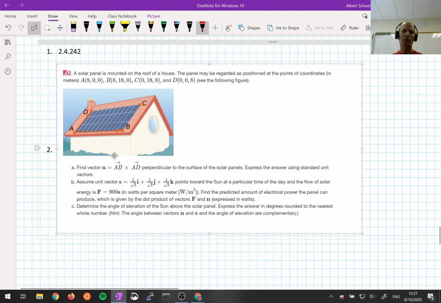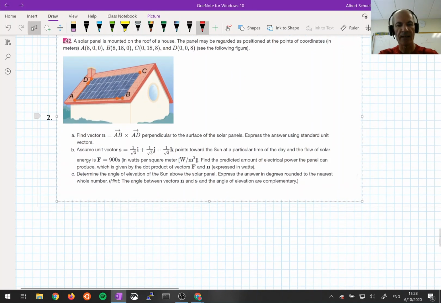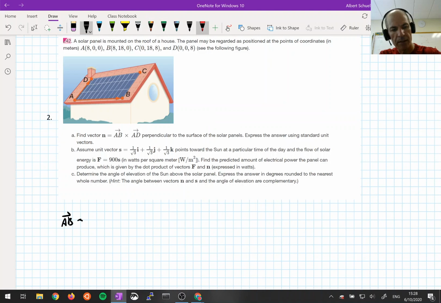The first thing they want you to do is find a vector n that's normal to, perpendicular to the surface of the solar panels. Well, if we can figure out this vector AD and this vector AB and take the cross product, that's going to give me a vector that's perpendicular to the solar panel. So let's do that. Let's compute AB and AD. So the vector AB is just the point B minus the point A.